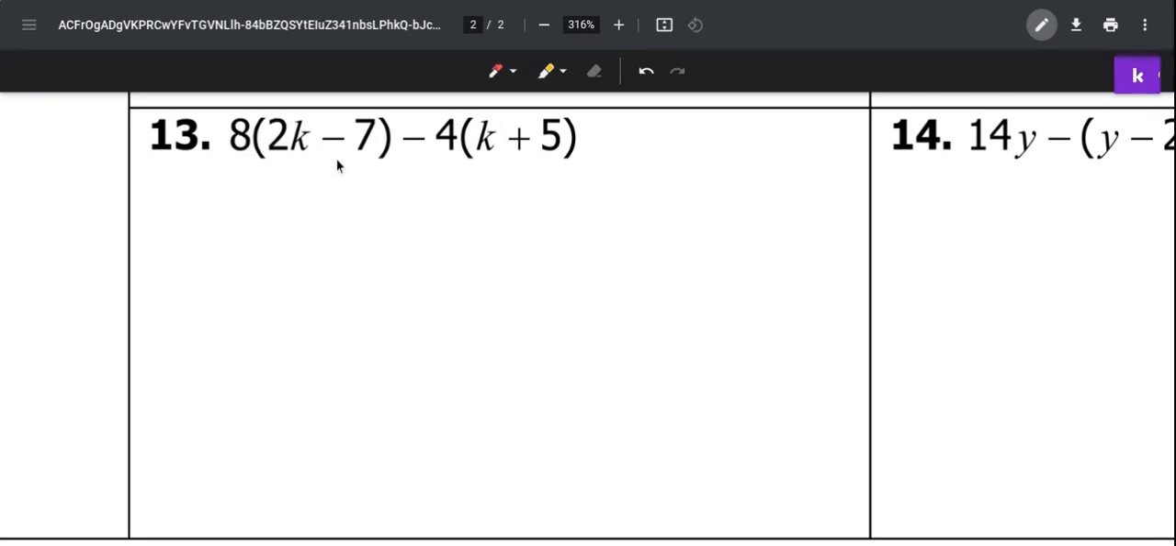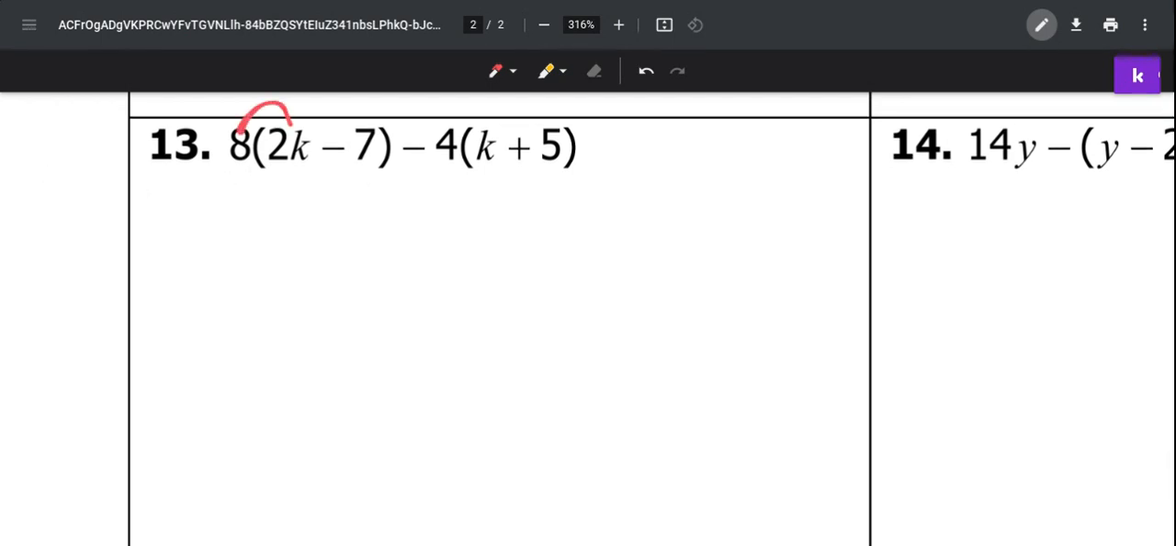Okay, so let's start with this left side, the farthest to the left portion. 8 times 2k would be 16k. 8 times a negative 7 would be, what is that, 56? Yeah, minus 56 because it's negative.